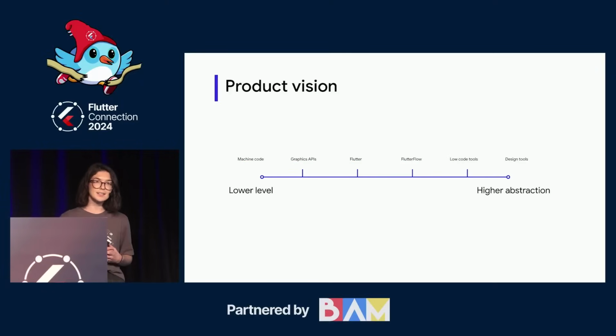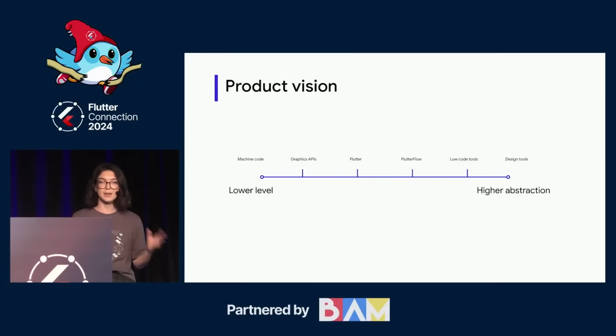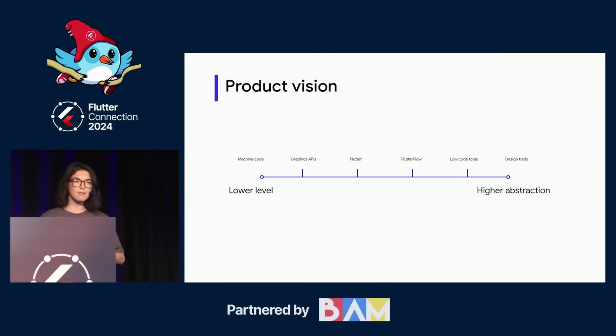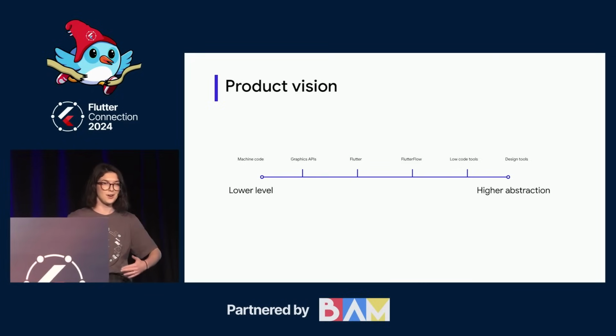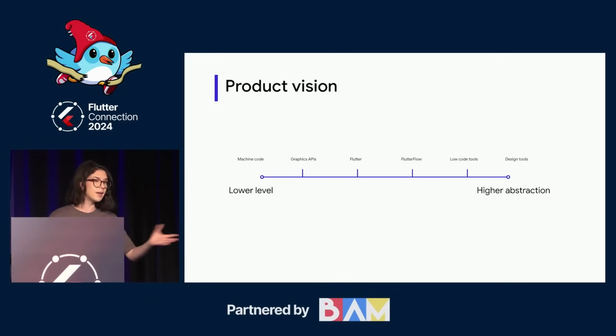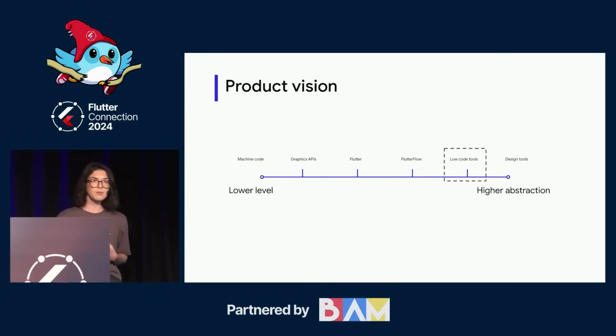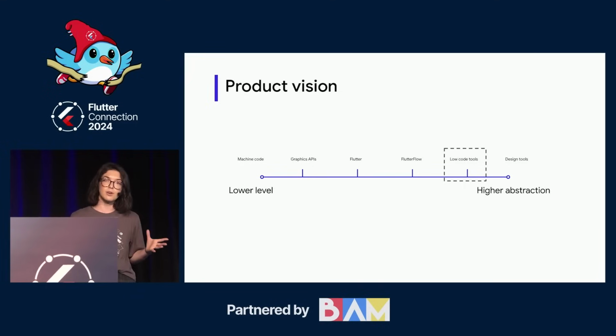And when I think about our product vision for the FlutterFlow platform, I think it's important to consider all the different ways that someone can build an app. So we have different levels of abstraction. At the lowest level, you could be writing machine code, or maybe you're talking to graphics APIs, like writing shaders or hitting the Metal API on Apple's platforms. And then we have higher abstraction tools, going all the way to design tools like Figma. And most low-code tools are high on that abstraction level. You don't have to worry about things like state management or rebuilding widgets or pages because the platform takes care of all of that for you.